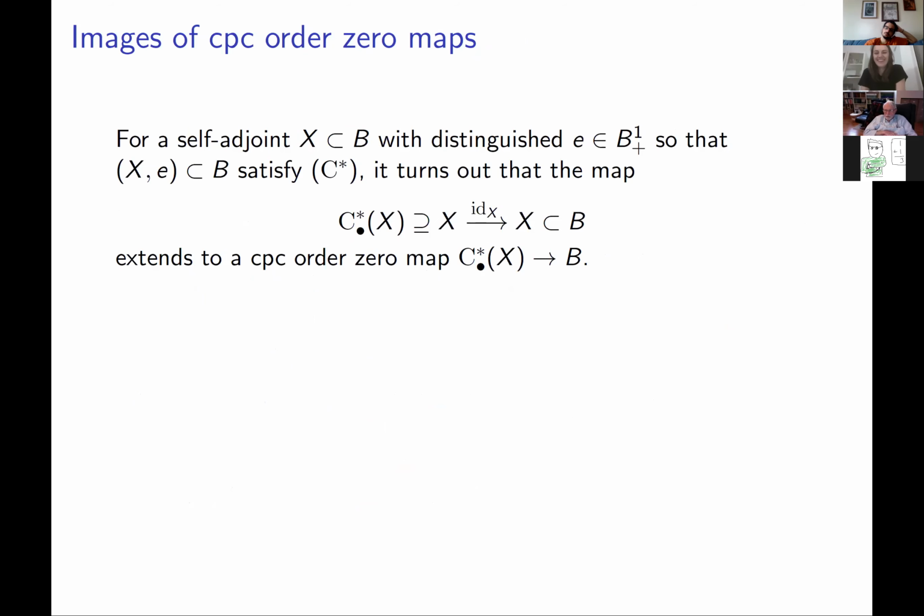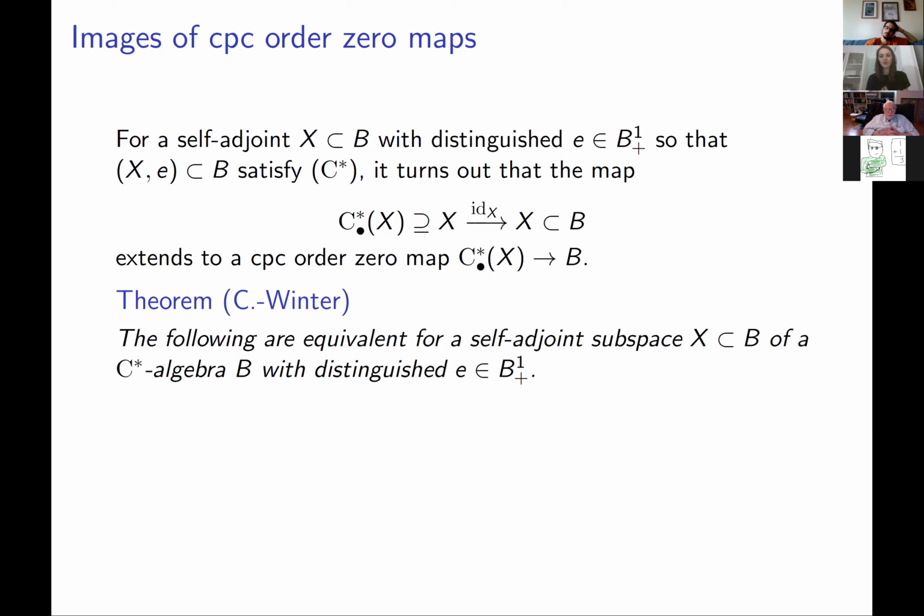Yep, that's exactly what's coming up. And the answer is yes, provided X is closed. But in general, if we have a self-adjoint subspace with a distinguished positive element where the pair satisfies C-star, then if you take the identity map that identifies X as a dense subspace of this C-star algebra with X as a subspace of B, this extends to a CPC order zero map between the C-star algebras.